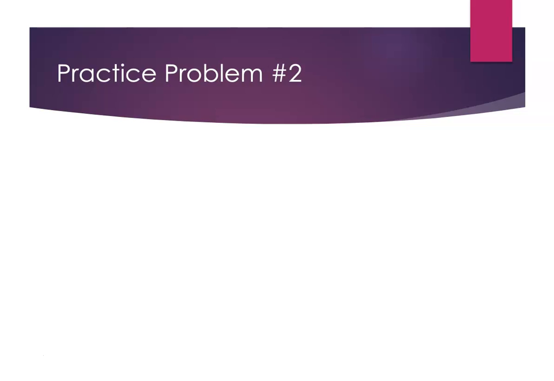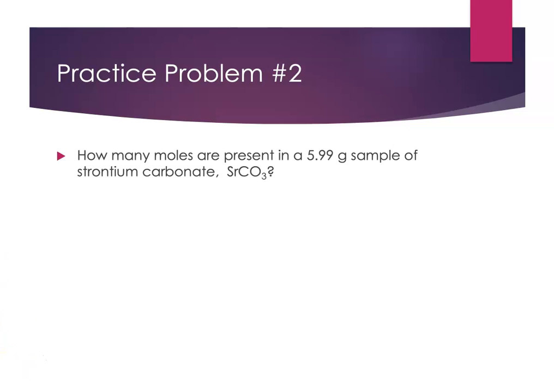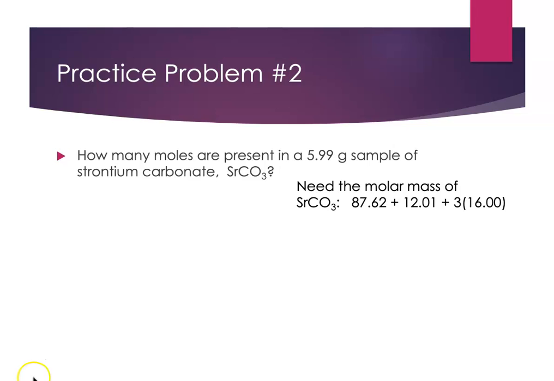Let's do another practice problem. Now, you might want to consider trying it on your own and then checking your answer against mine. How many moles are present in a 5.99 gram sample of strontium carbonate? And we're given the formula of that. Now, strontium carbonate's a compound, so we have to calculate its molar mass. We've got 1 strontium, 1 carbon, 3 oxygen. So I need to add up the masses from the periodic table, and I get a molar mass of 147.63 grams per each mole of strontium carbonate.